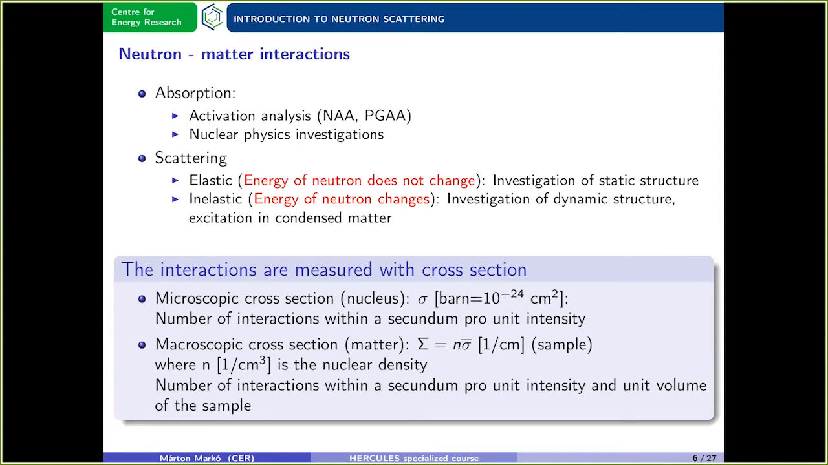We describe the interactions with the cross-section. The microscopic cross-section is measured in barn, which is 10 to the minus 24 square centimeter, which gives the number of interactions per second per unit intensity of 1 nucleus. There is the macroscopic cross-section, which is measured in 1 over centimeter. It describes the sample, and it depends on the nuclear density. So the nuclear density times the average microscopic cross-section is the macroscopic one. So it speaks about the structure of the sample.